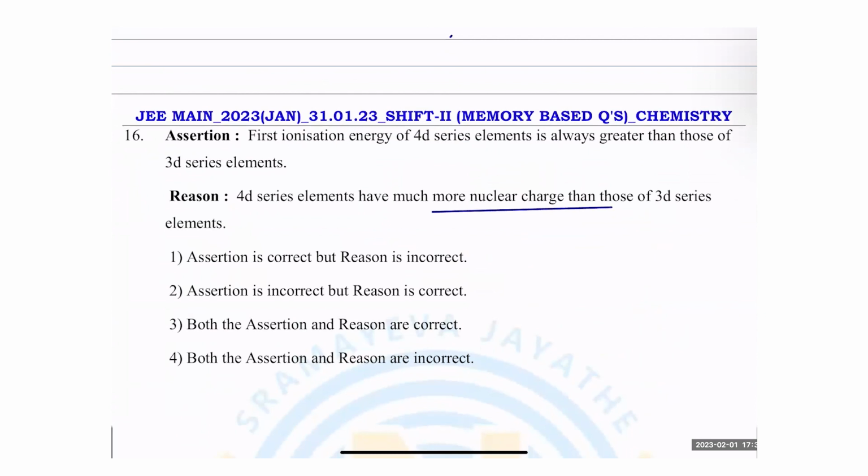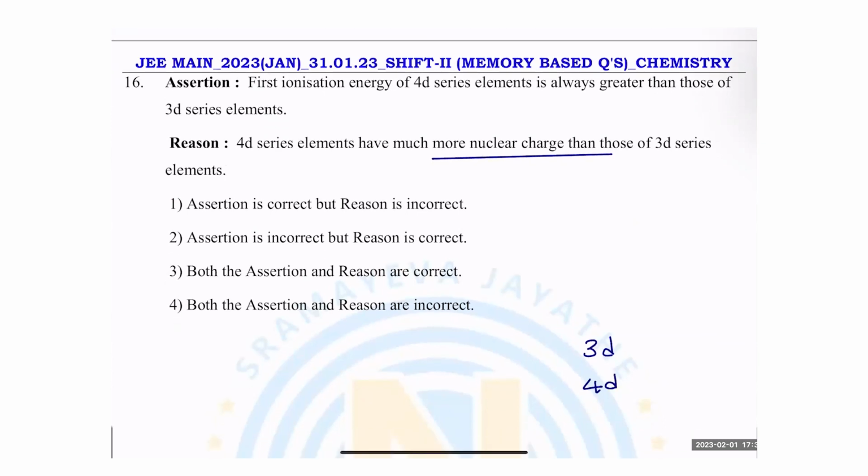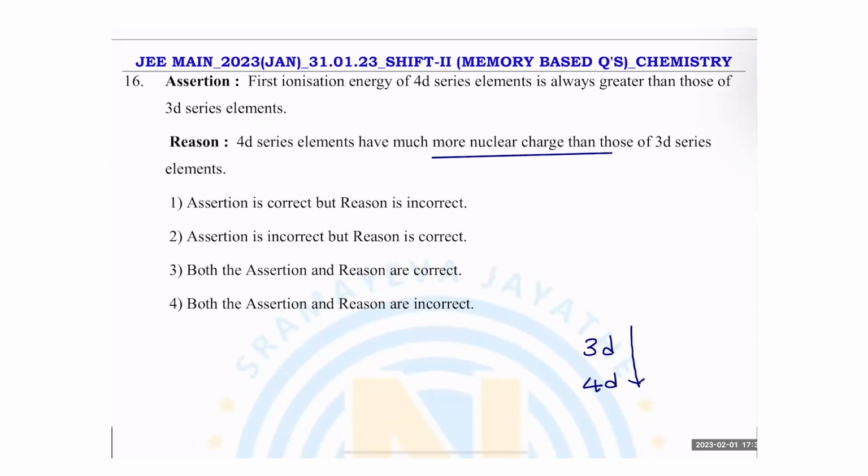The first ionization energy of a 4d series element. So here, this is a 3d series element, and a 4d series element. From 3d to 4d down the group, ionization enthalpy decreases. The assertion says the first ionization energy of a 4d series element is always greater. He's saying actually its ionization enthalpy is less. So the assertion is wrong.